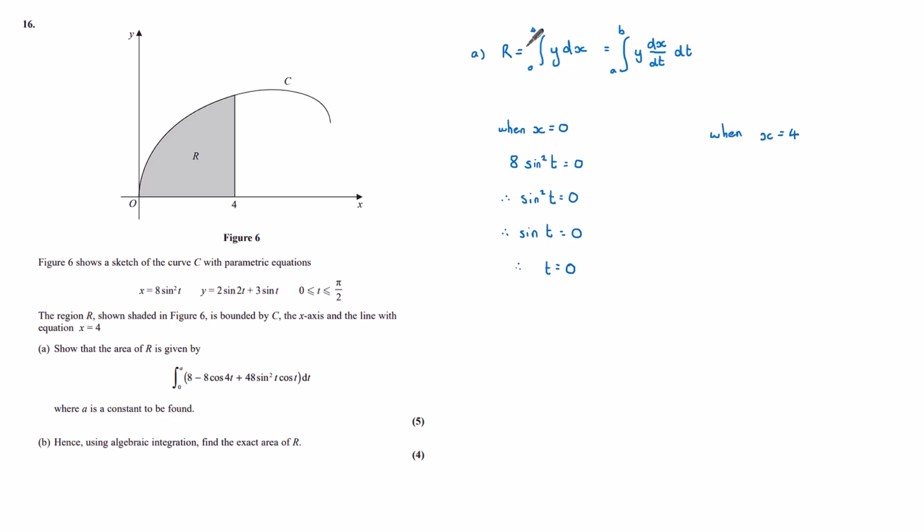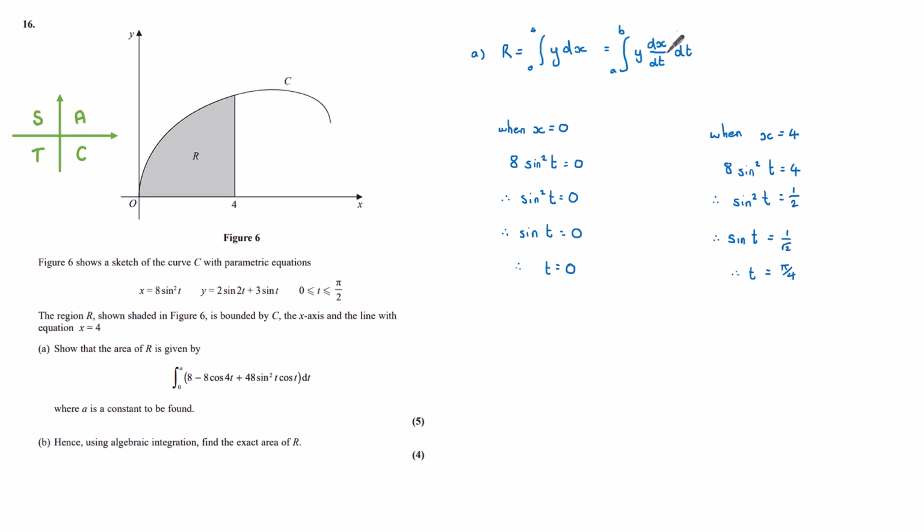Let's look at when x is 4. When x is 4, 8 sine squared t is equal to 4, and so dividing both sides by 8, sine squared t is equal to a half. Square rooting that, we get sine t is equal to 1 over root 2. Now, of course, this would be plus or minus, but if we think to our CAST diagram, we are in the first quadrant here, and so we're taking all positive values of t. And so sine to the minus 1 of 1 over root 2 gives us a t value of pi by 4, which is also in our range that we are given.